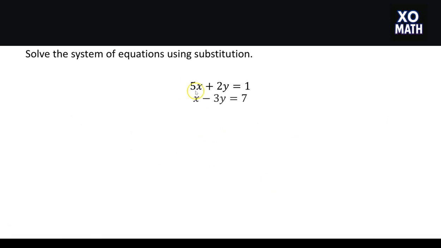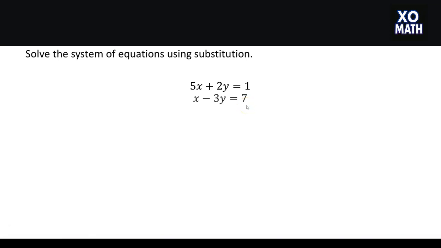In our first example, we have 5x plus 2y equals 1 and x minus 3y equals 7. To start the substitution method, we need to pick one of the two equations and isolate one of the two variables. In this example, we have a best case scenario.